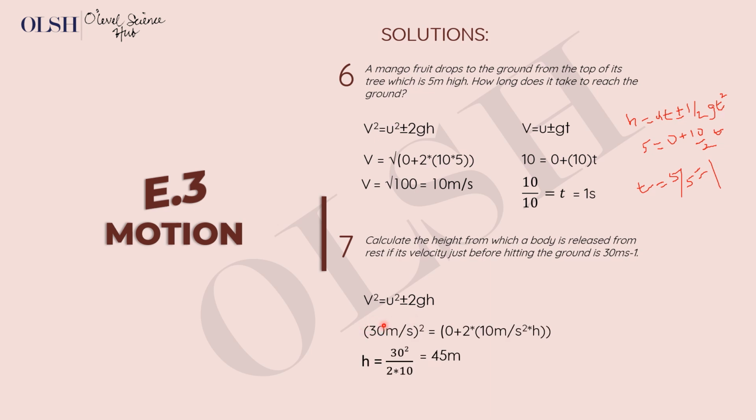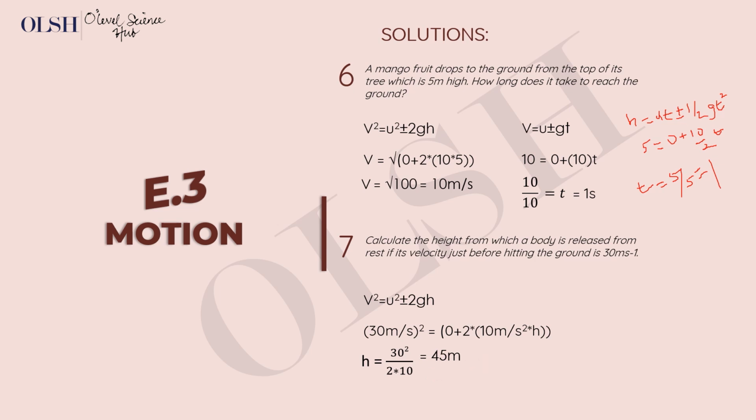So we have 30 meters per second squared equal to 0 plus 2 times 10 times height. If we make h the subject of the formula, we would have 30 squared divided by 2 times 10, which would give us 45 if we simplify this. So our height is 45 meters.